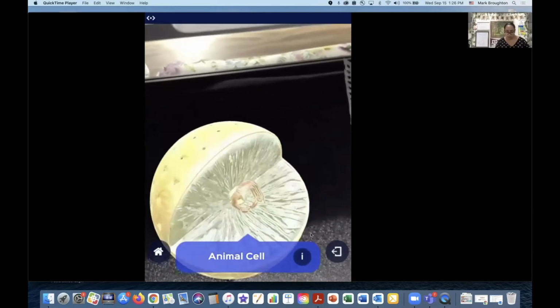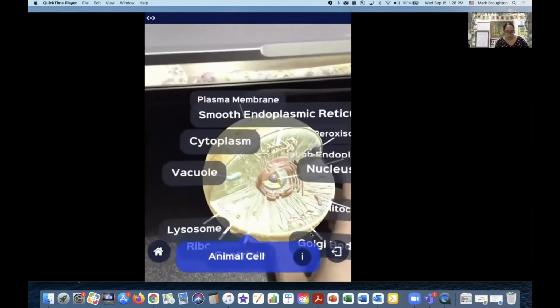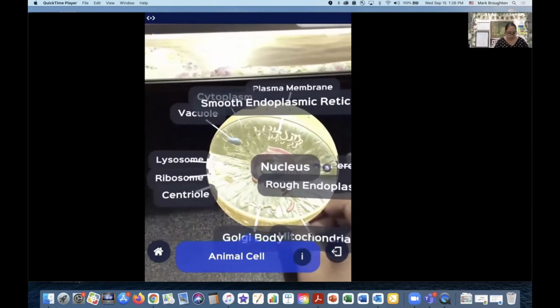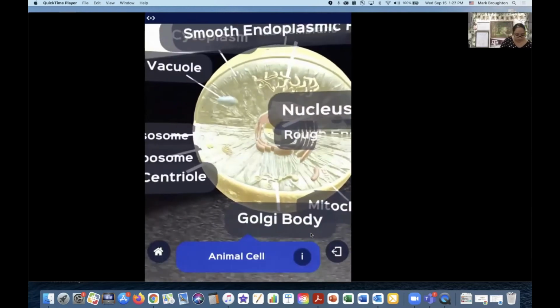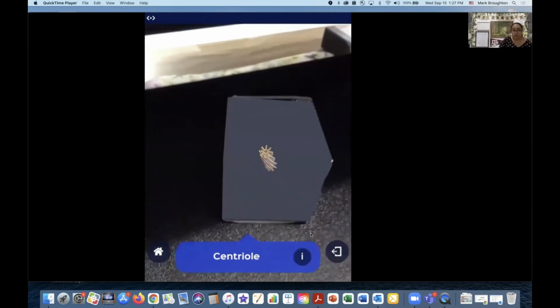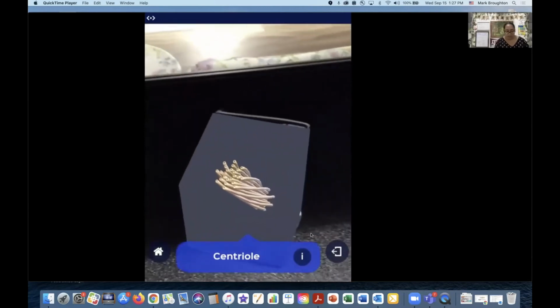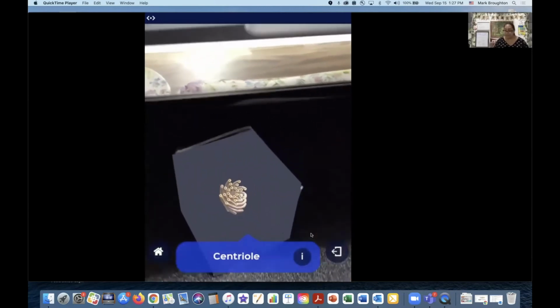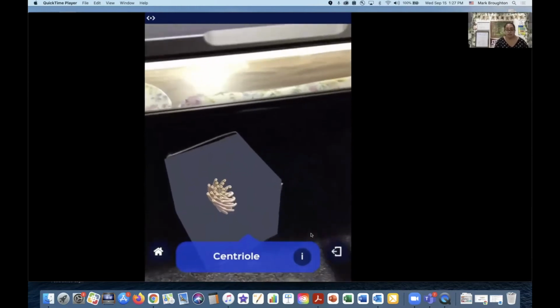The next one we're going to take a look at are the centrioles. See if you can find those in our cell. We're going to zoom in just a little bit. So we have the centriole. The centrioles kind of look like little strands. They help with cell division.